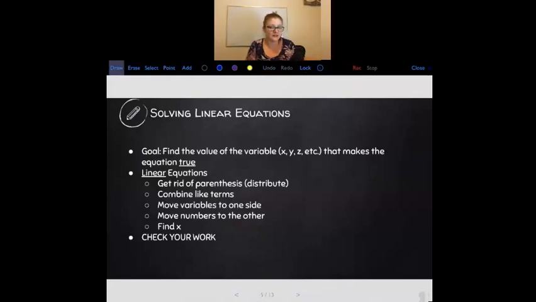Okay, so solving linear equations. Our goal is to find the value of the variable that makes the equation true. With linear equations, we want to get rid of any parentheses that are there, combine like terms, get our variables to one side and our numbers to the other, and then find the value of x. And I have check your work in all caps here because there's a way to make sure that you always get these problems right, and that is by checking your work. So we'll keep going with our examples.